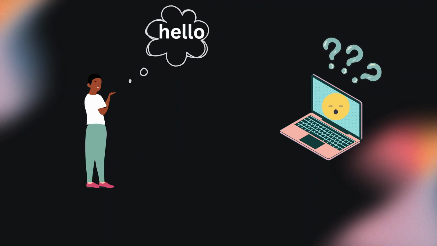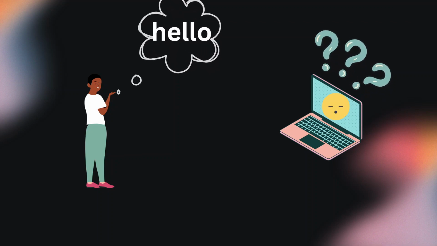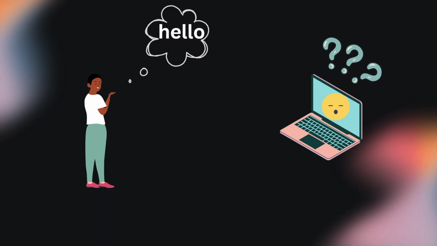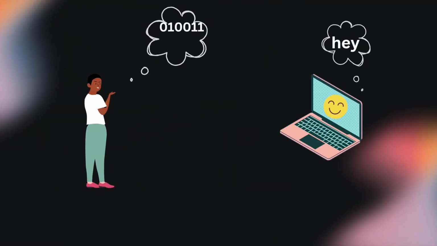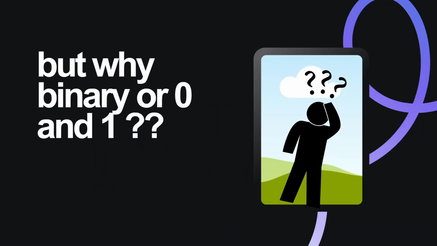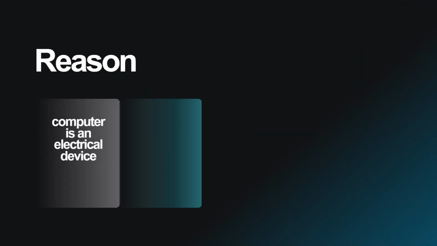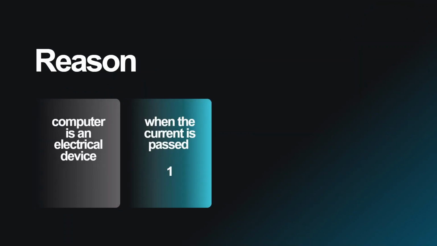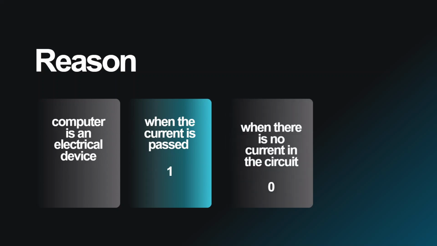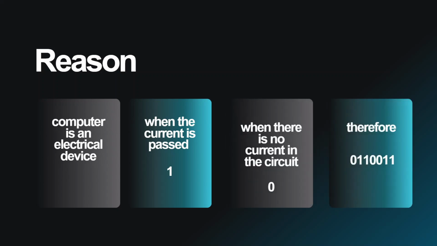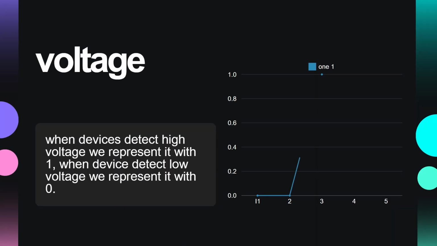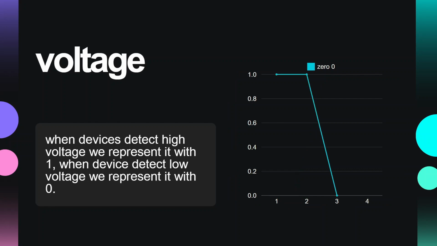They do not understand human language. So to make computers understand what we are saying, we have to talk in their language. For example, they understand binary language. But why binary, or 0 and 1? The reason is that a computer is an electrical device, and when current is passed through the circuit, it is represented with 1, and when there is no current in the circuit, it is represented with 0. Therefore, it is a combination of zeros and ones. Or similarly, we can say that when the device detects high voltage, we represent it with 1, and when the device detects low voltage, we represent it with 0.